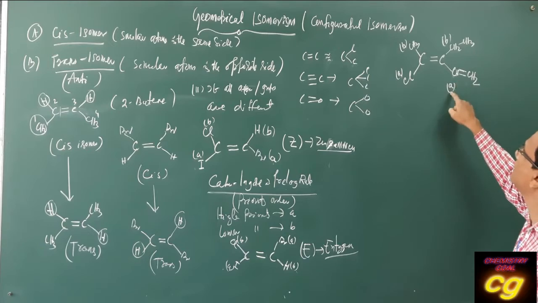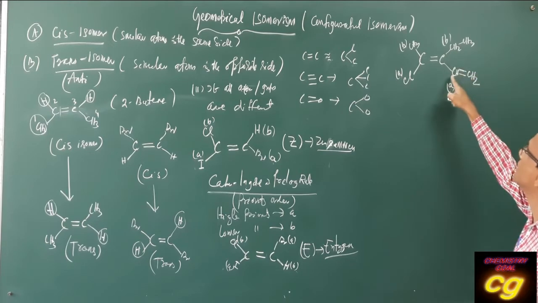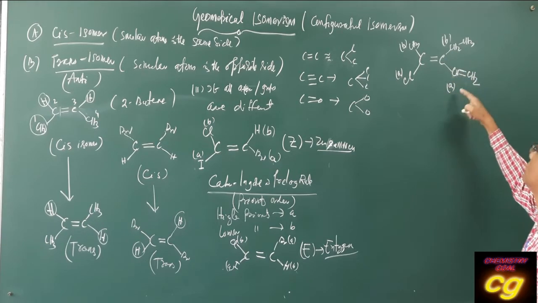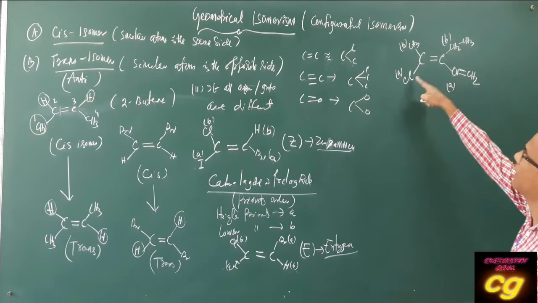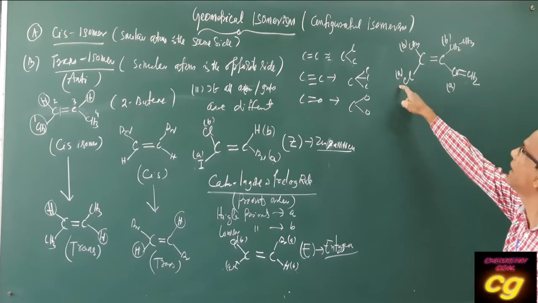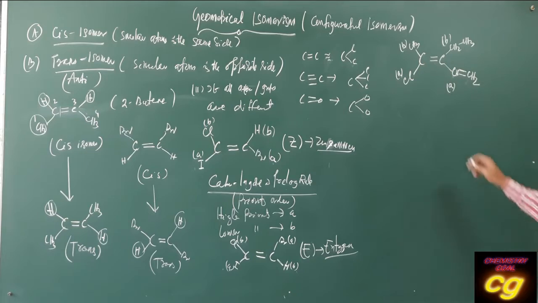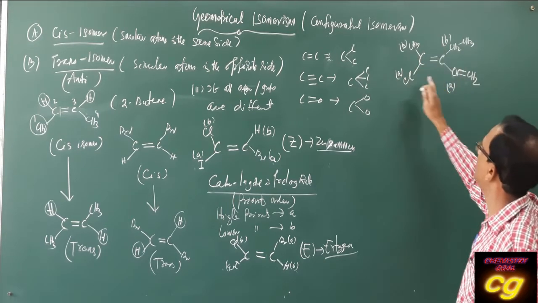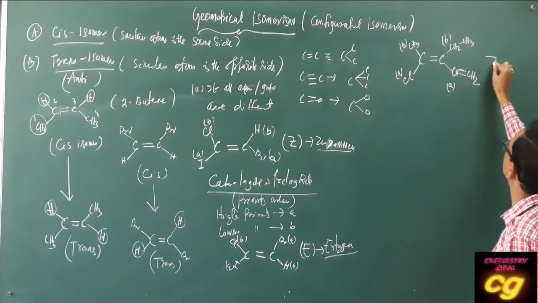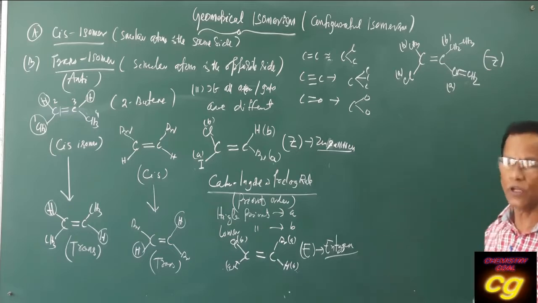That's why it will be A. Here C is attached to 1C, here C is attached to 2C. That's why it is A, this is B. As it has the greater atomic number, that is A, and the smaller atomic number, that is B. So this is B on one side, A on one side, that is Z. This isomer is called Z.